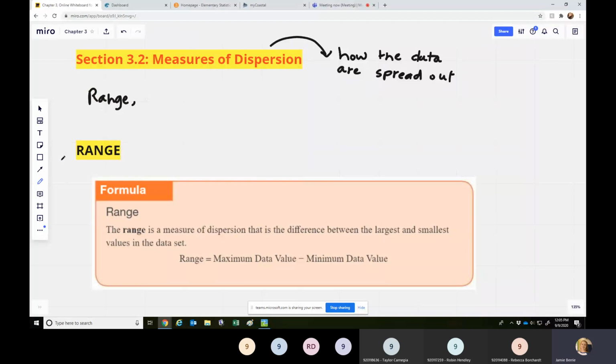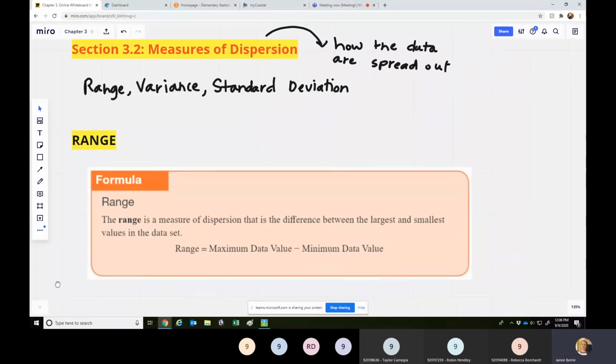The three measures of dispersion that we'll talk about today are range, which is the easiest one to calculate, and then we'll look at variance. Now, in real life, you don't really use variance that much. Instead, you will use standard deviation more often. But the reason that we have to talk about variance is because you have to calculate the variance to find the standard deviation. The standard deviation is based off of the variance. So that's why we have to talk about variance, even though, like I said, it's not really used that frequently in real life.